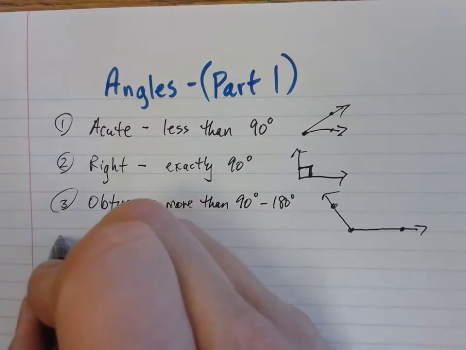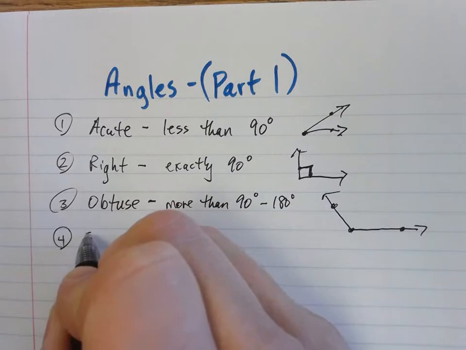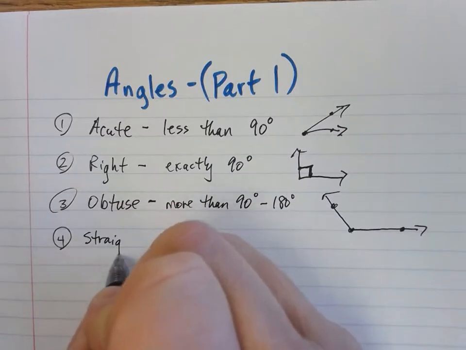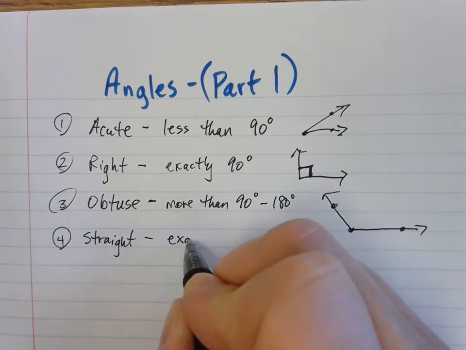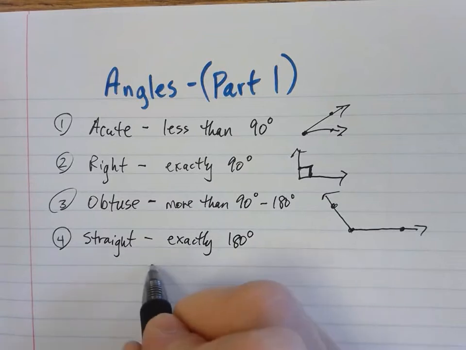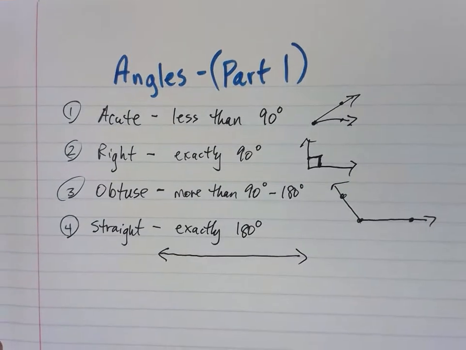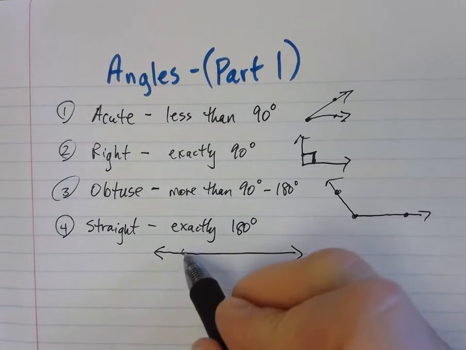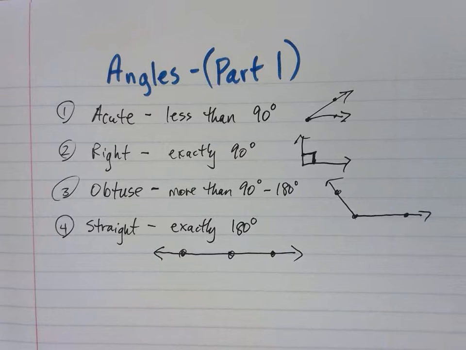And then the fourth one that you may or may not have heard of is called a straight angle, and that is exactly 180. That would just be the old straight line. Anytime you have just a straight line, with three little dots on it, that's 180 degrees. It can be vertical, horizontal, or diagonal, whatever, it's 180 degrees.